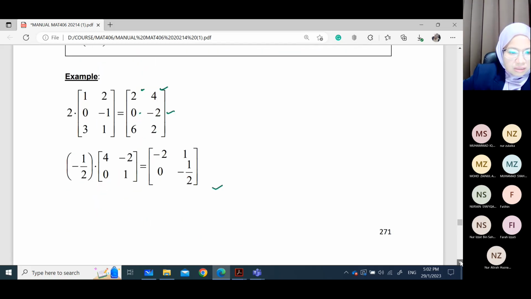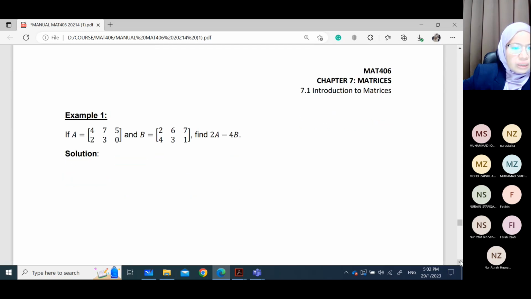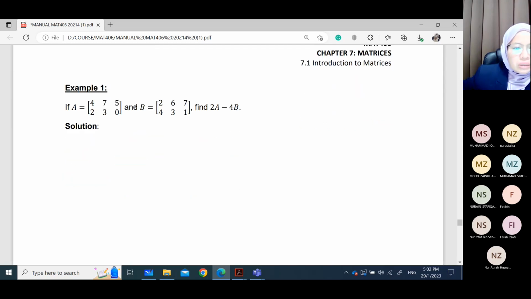So next, kita tengok yang seterusnya. Ini contoh lah. So contoh, we have these two matrices, A and B. So we need to find 2A minus 4B. Okay, so kita darabkanlah 2A. So 2A, it is equivalent with 2 times 4, we have 8. 2 times 7, we have 14. 2 times 5, we have 10. And we have 4, 6, and 0.